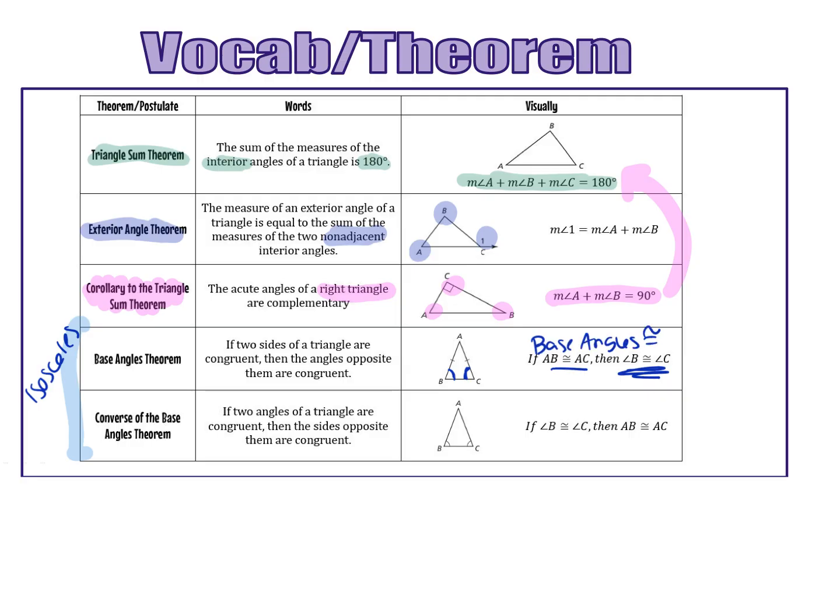The other theorem is the converse of that. So we're saying if the base angles are congruent, then it must be isosceles. So if base angles are congruent, then we must have an isosceles triangle. So these bottom two theorems are specific to isosceles triangles. The corollary to the triangle sum theorem is obviously specific to a right triangle, but the other theorems, the triangle sum theorem and the exterior angle theorem, apply to all types of triangles. So now that we've established our vocabulary and laid down some theorems, let's go ahead and look at some examples.